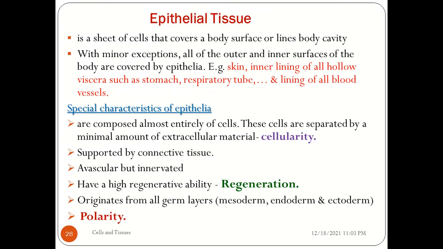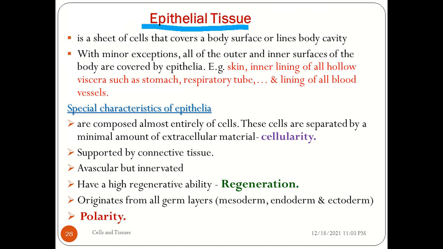Let us see the first type of tissue, epithelial tissue. Epithelial tissue is a sheet of cells that covers a body surface or lines a body cavity. With minor exceptions, all of the outer and inner surfaces of the body are covered by epithelium. Examples: skin, the inner lining of all hollow viscera such as the stomach and respiratory tube, and the lining of all body vessels are examples of epithelial tissue.